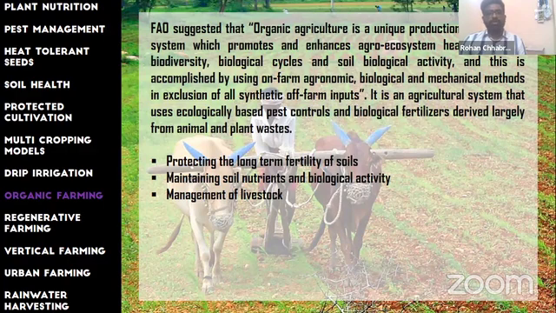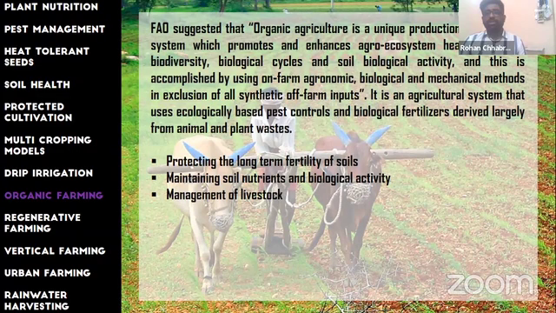Then organic farming. So FAO suggests that organic agriculture is a unique production method system which promotes and enhances agro-ecosystem health, including biodiversity, biological cycles, and soil biological activity. And this is accomplished by using on-farm agronomic, biological, and mechanical methods in exclusion of all synthetic off-farm inputs. It is an agriculture system that uses ecologically based pest controls and biological fertilizers derived largely from animal and plant waste.